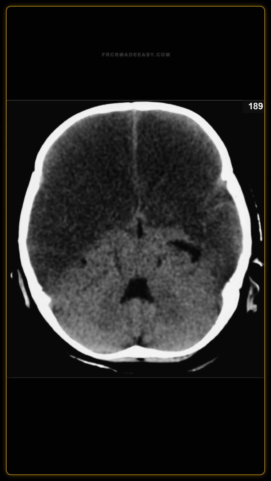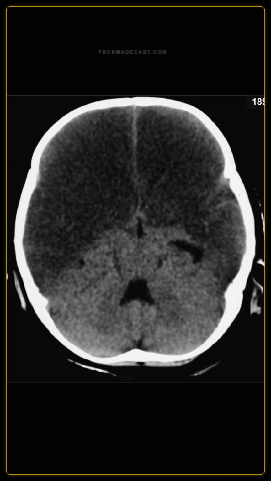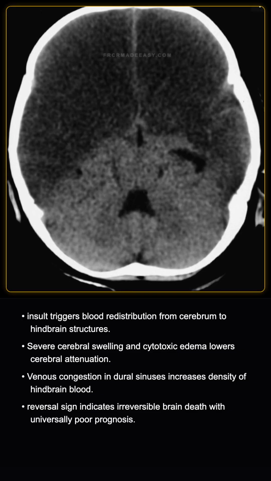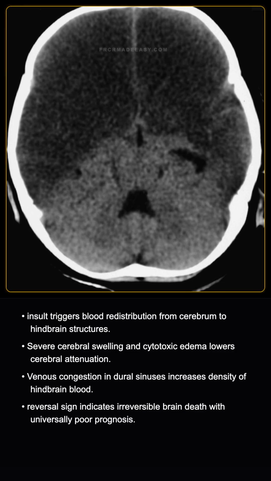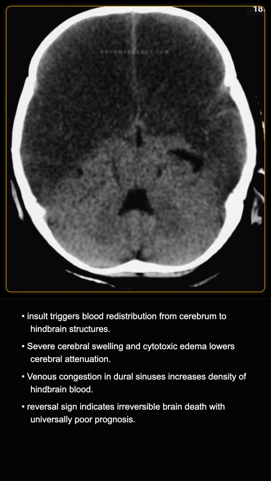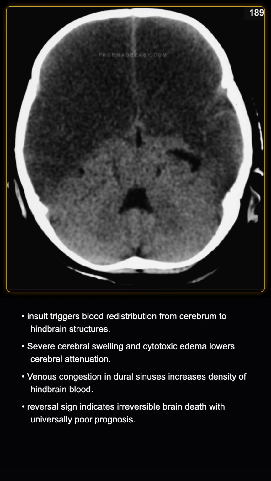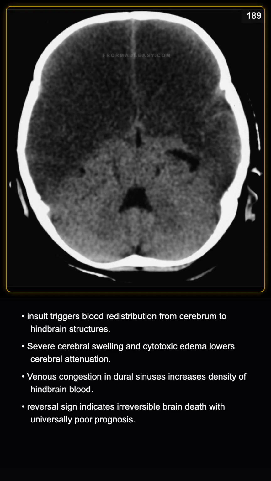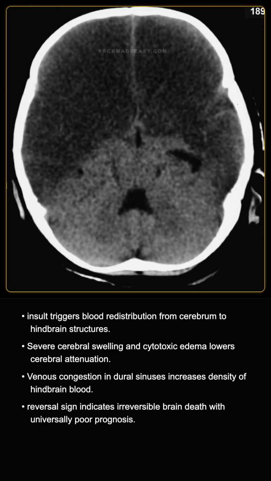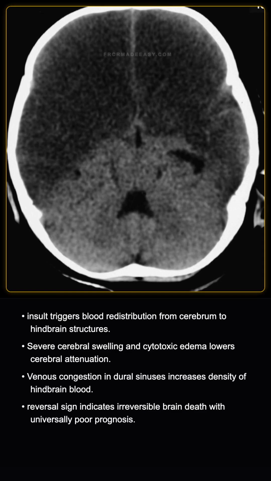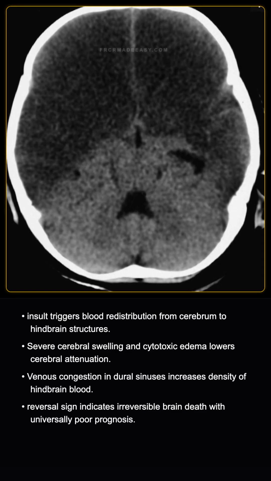What is the pathophysiology behind the reversal sign on brain CT, and what does it indicate clinically? Okay. The reversal sign is caused by a severe, sudden hypoxic-ischemic insult that triggers an autoregulatory redistribution of cerebral blood flow, directing blood away from the vulnerable cerebral cortex to the essential hindbrain structures, specifically the cerebellum and brainstem. This causes severe cytotoxic edema and massive swelling in the cerebral hemispheres, lowering their density. The spared cerebellum and brainstem retain normal perfusion and density.